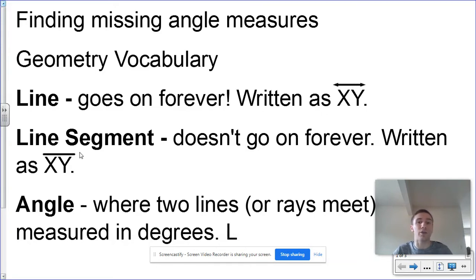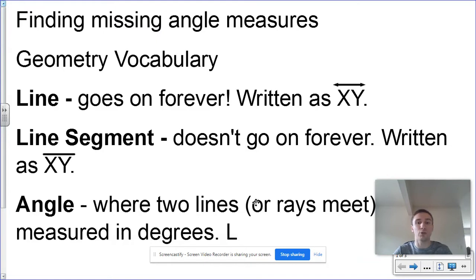Then we have a line segment. And a line segment does not go on forever. It simply comes to a stop at these 2 points. So they become endpoints. And it's written as segment XY. So again, those two letters might be different depending on what is actually on the line segment. But notice that the symbol has changed here. Okay, there's no arrows on the end. The arrows on the end of the line symbol mean that that line technically keeps going beyond those 2 points.